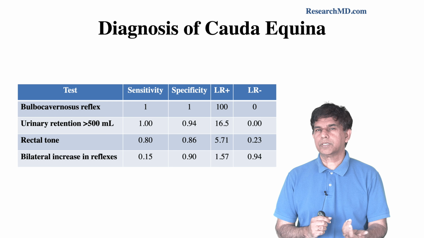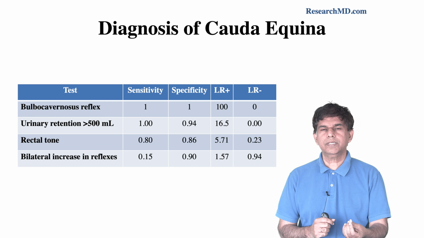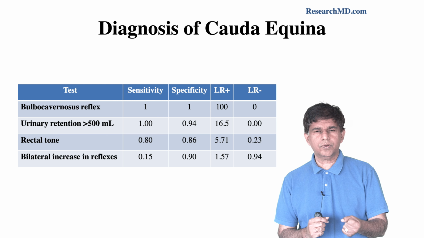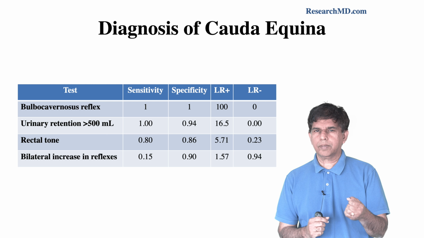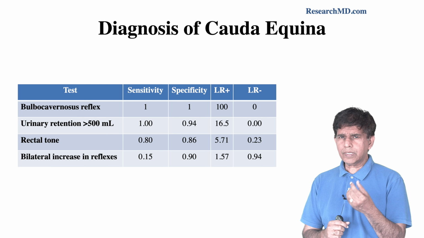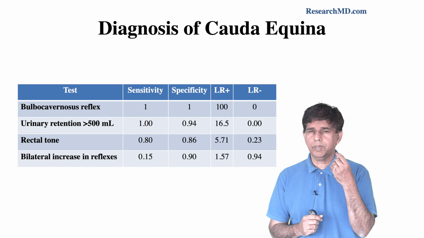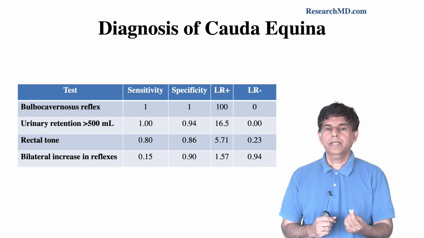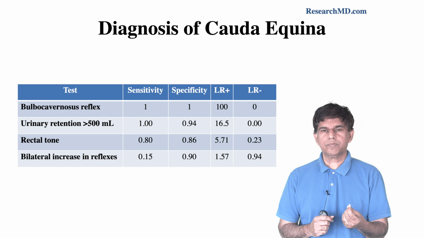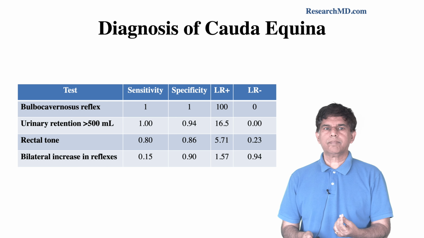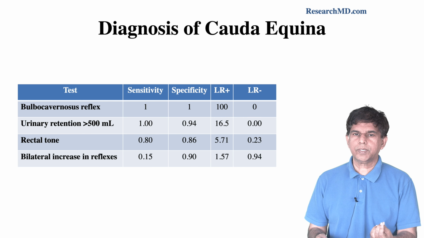So how do you do the bulbocavernosus reflex? You can squeeze on the penis. If the patient has a Foley catheter, you can pull on it, and then you look at the anal sphincter winking. So remember, bulbocavernosus gives you a 100 likelihood ratio, okay? Rectal tone gives you a 5.71 likelihood ratio, urinary retention 16.5, and then bilateral increase in reflexes is 1.57.